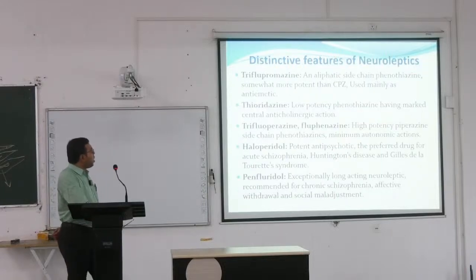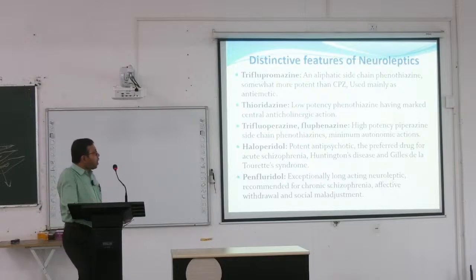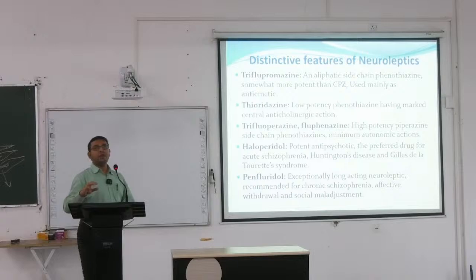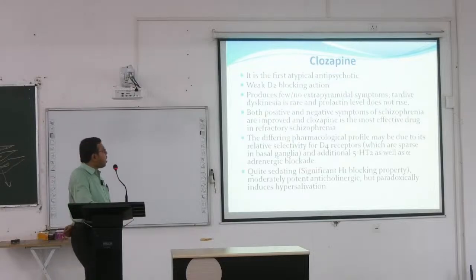These are the individual neuroleptics. Details are not required, but remember haloperidol is important within the typical antipsychotics. It is a potent antipsychotic, the preferred drug for acute schizophrenia, Huntington disease, and Tourette syndrome, Gilles de la Tourette syndrome. It is a syndrome where different types of dystonias also occur, where haloperidol is usually the drug of choice. Atypical or second generation antipsychotics, we have already discussed.